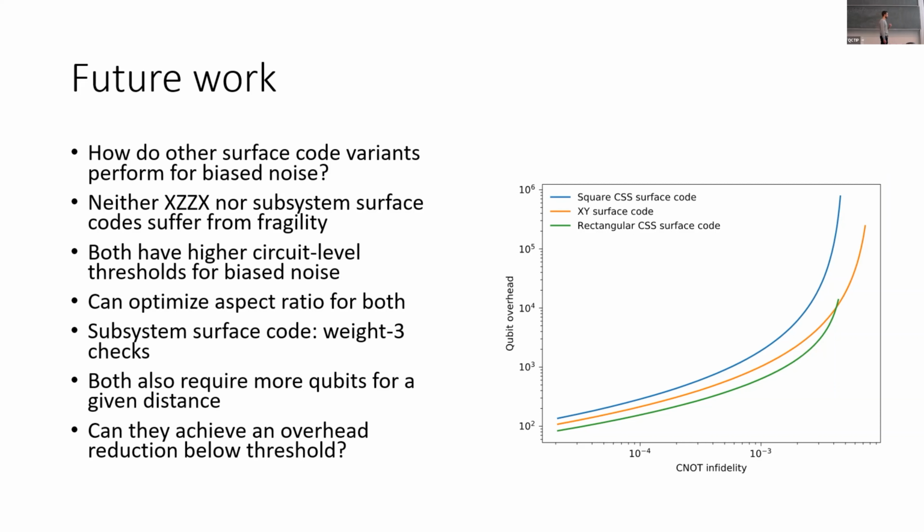So the question is, can they achieve an overhead reduction? For the XZZX, the reason is you have to use an unrotated layout to be able to have the Z-type logicals running along one of the boundaries. So that requires a factor of 2 overhead. And then for the subsystem surface code, a factor of 1.75 because it's a subsystem code. So the question is, can they still achieve an overhead reduction below threshold? And so maybe it could be like this red line at the top here. So maybe it's got a higher threshold, but actually below threshold, the overhead's higher. But hopefully, maybe it will have a high threshold, and below threshold, it will also have a lower overhead. And those numerics have to be done to properly assess which is the best one to use. So thank you, and any questions?